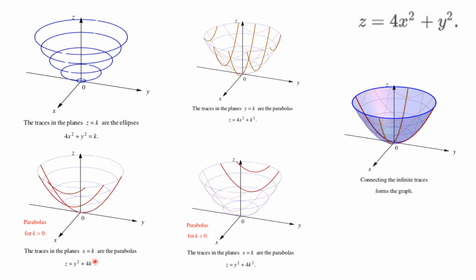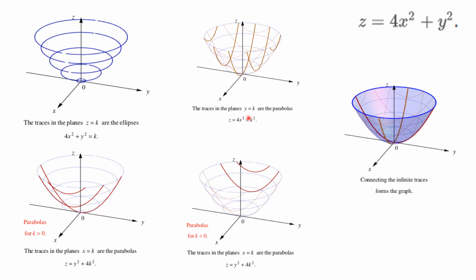Okay, let's look at the planes x equals k. Now, if you're looking at k being greater than 0, you get z equals y squared plus 4k squared, and that is going to be these parabolas in the plane. And if you look at k being less than 0, you still square it, and so you have the same kind of thing. So you see you get ellipses going this way, you get parabolas going this way.